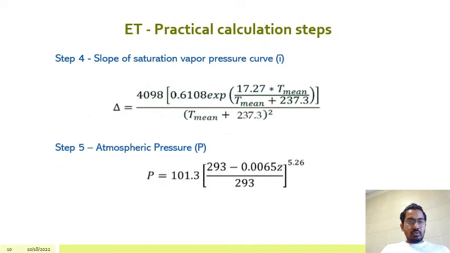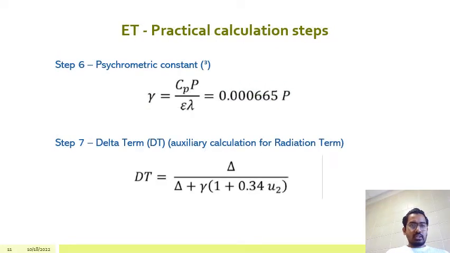Our step 4 is the slope of saturation vapor pressure, and step 5 is to determine the atmospheric pressure, where we can use the z values of the two different cities. Step 6 is the psychrometric constant, where we are going to use the previous value of P, and for the delta term we are going to use the wind speed of the two different cities for the average days.